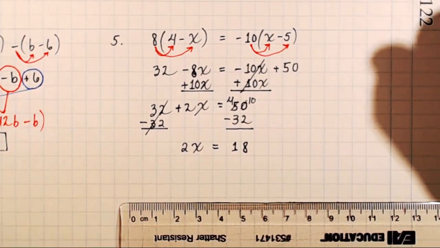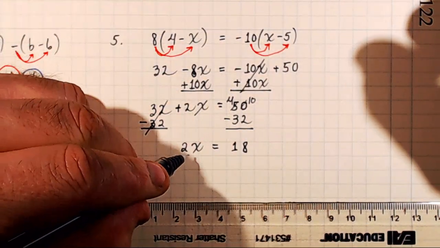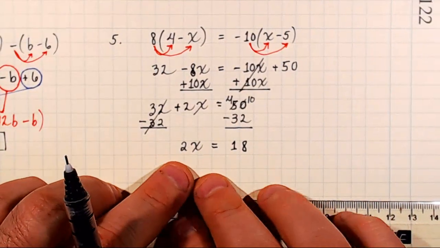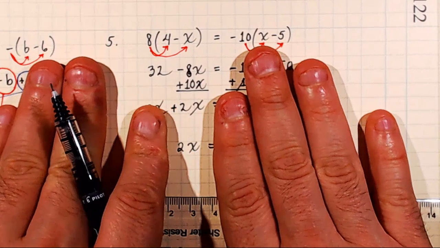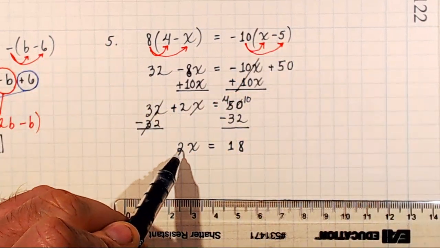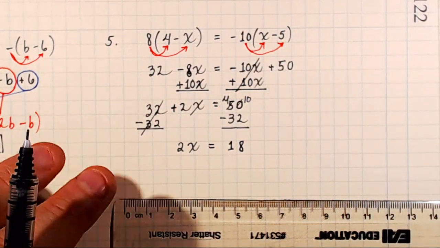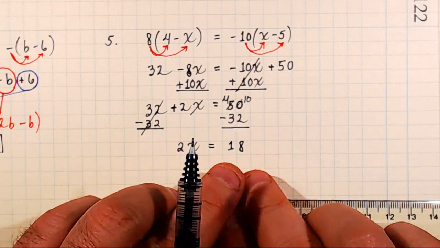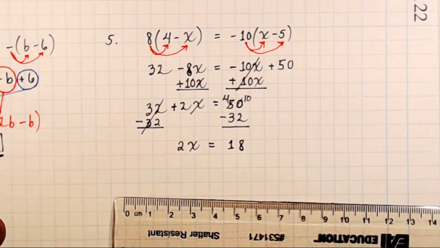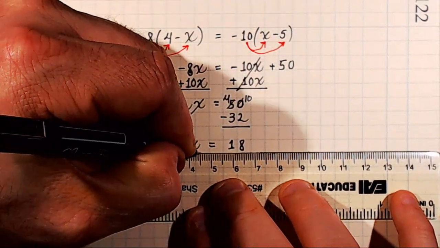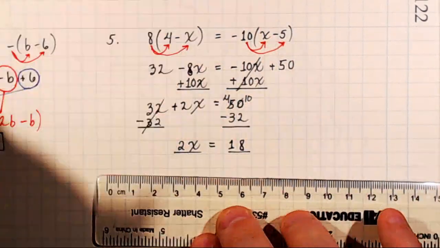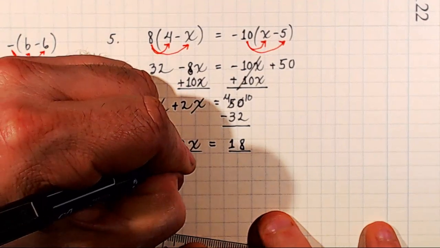So the only thing I can do here is do the opposite of the thing that is currently being done. So let's take a look at this for just a second. Right now, 2 is multiplied by x. So if I want to get rid of it and put it on the other side, I have to do the opposite operation. And the opposite of multiplication is division. So I will divide both sides of my equation by 2.